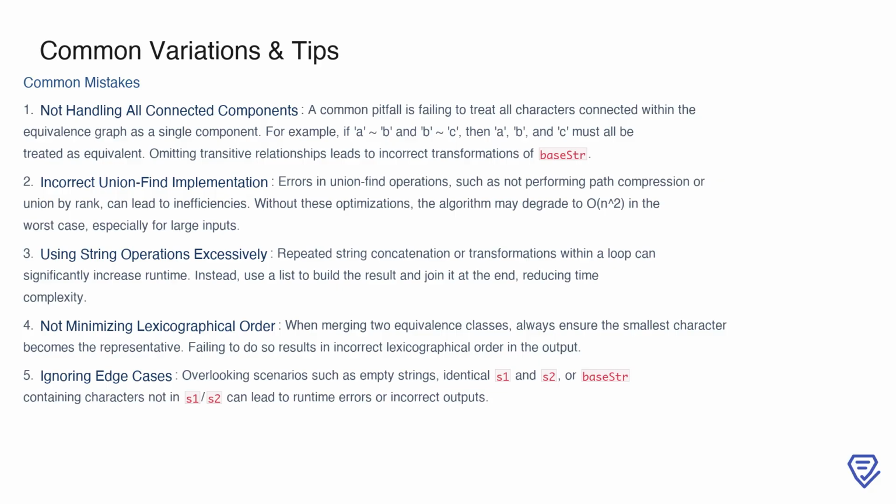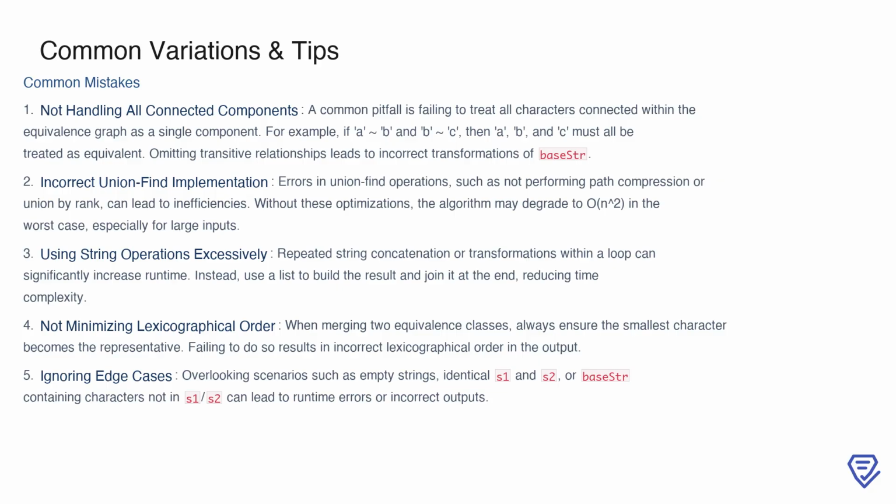Next, pay attention to your union find implementation. Errors like skipping path compression or not using union by rank can severely impact the efficiency of your solution. Without these optimizations, the algorithm can degrade to quadratic time complexity for larger inputs.